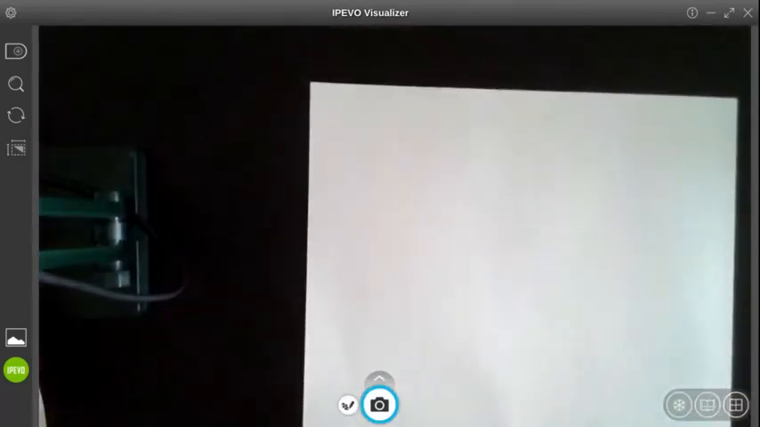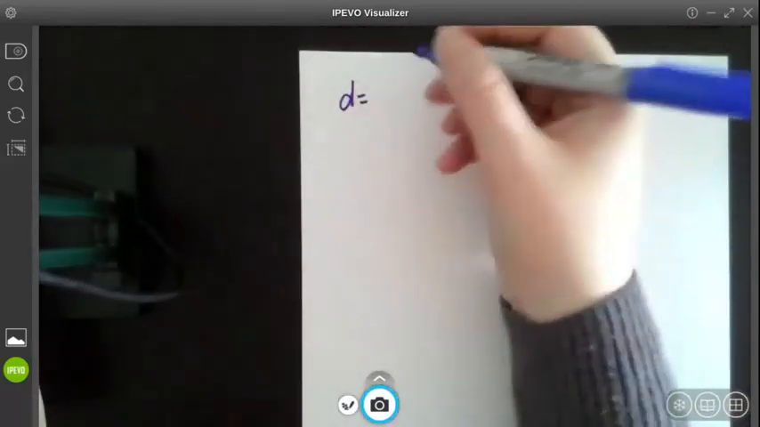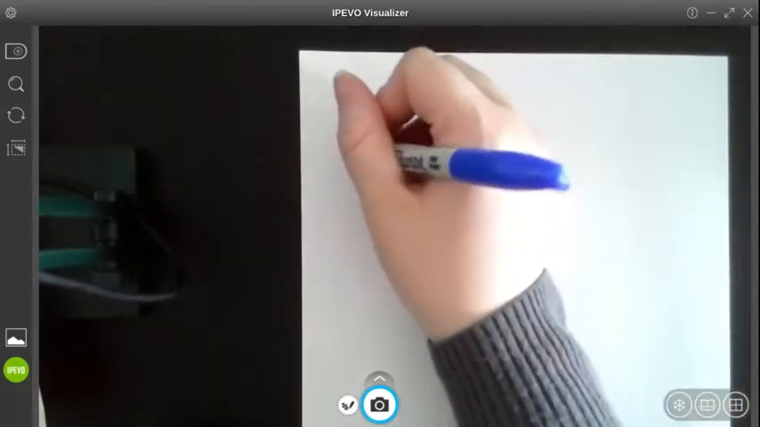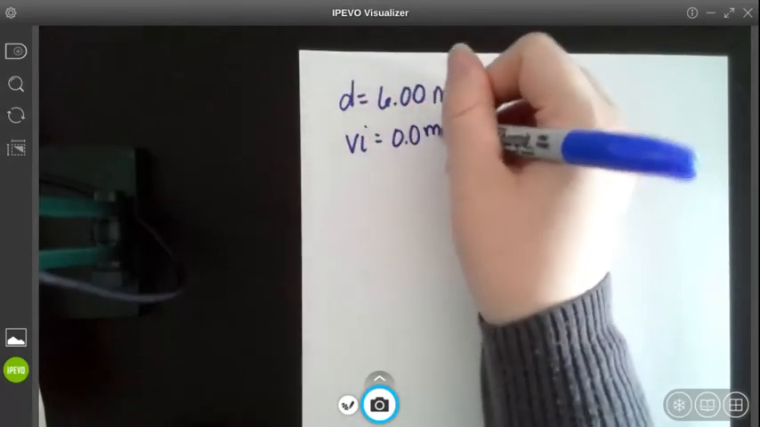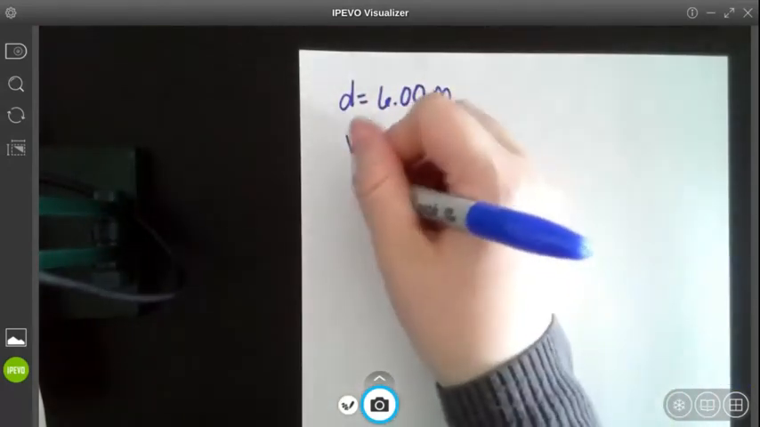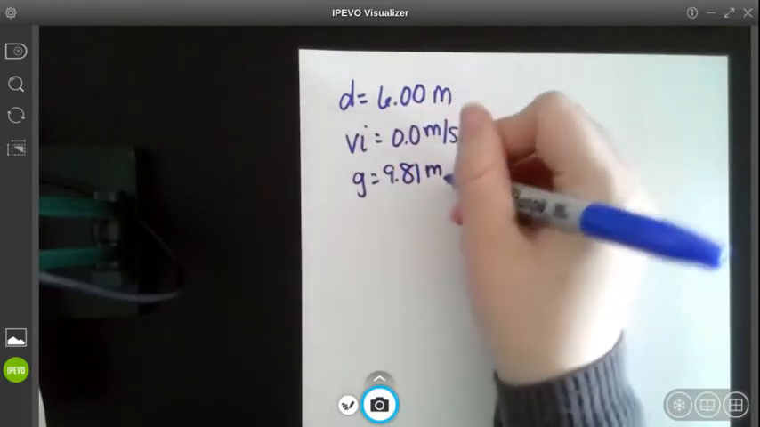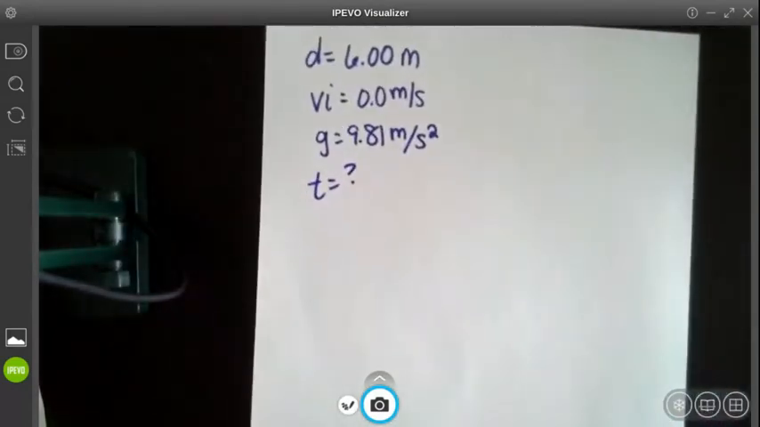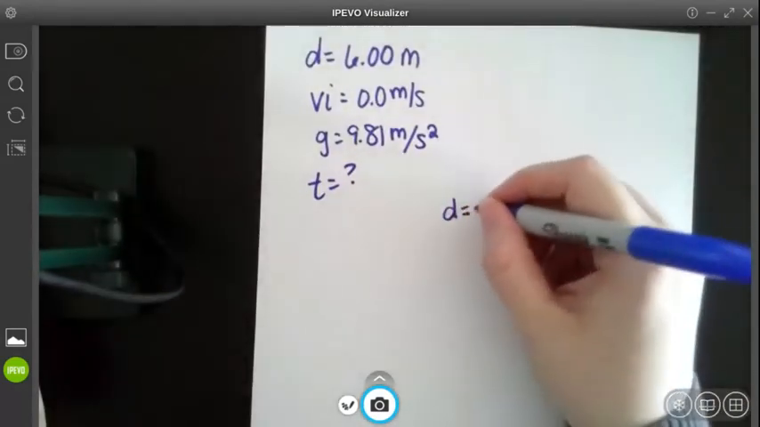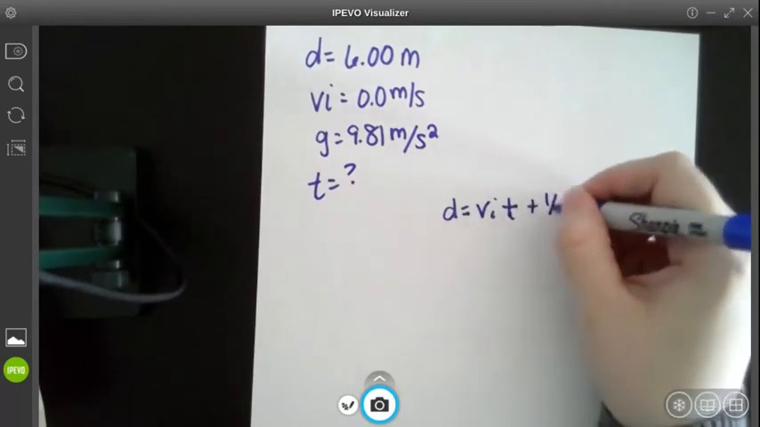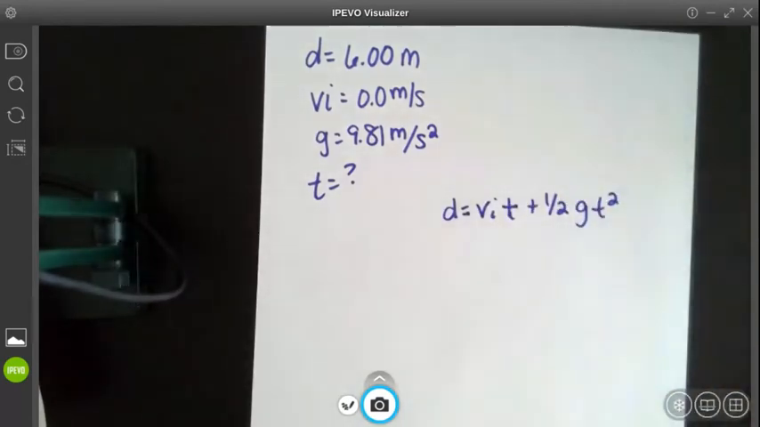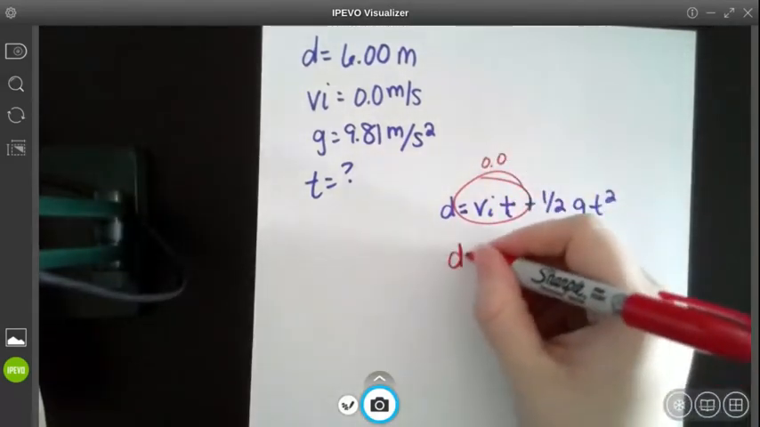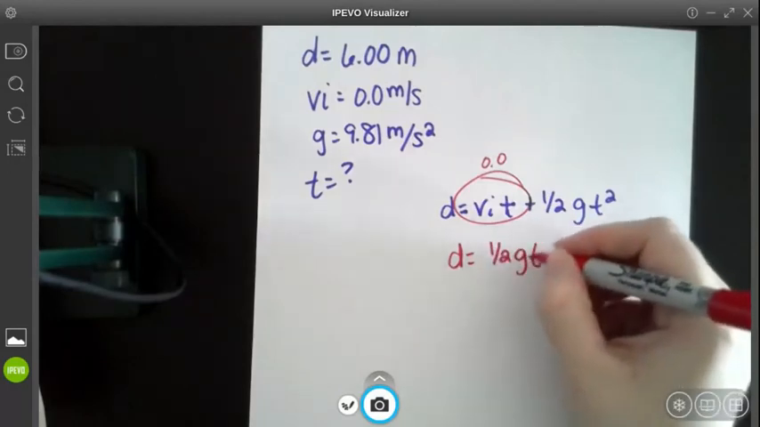All right, our last problem. Let's write our given. So we have a height, which is distance, which is 6 meters. Our initial velocity, again, is 0 because the branch is on the tree, so it's not moving. And we need gravity, which is 9.81 meters per second squared. And we're trying to find time. We're actually going to use the first equation again. So VIT plus 1/2 GT squared. Again, we're going to throw out VIT because this is just going to be 0. So we have D equals 1/2 GT squared.